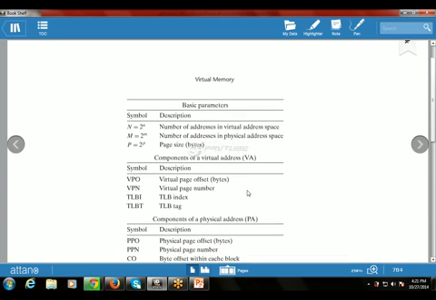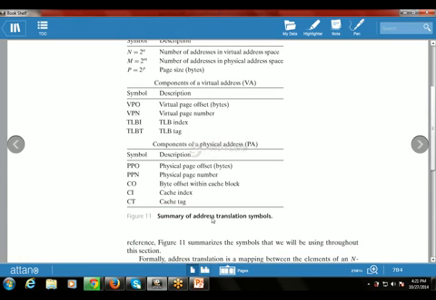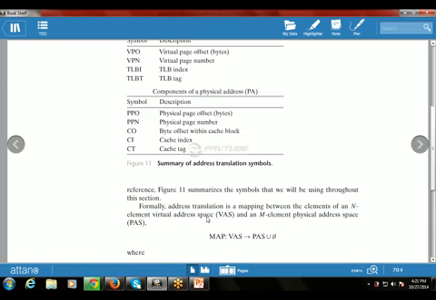These are the symbols that are used. One is VPO, that is virtual page offset. One is VPN, that is virtual page number. TLBI, TLBT, PPO, PPN. These are the various symbols that are used for the address translation that we have studied in the last class.